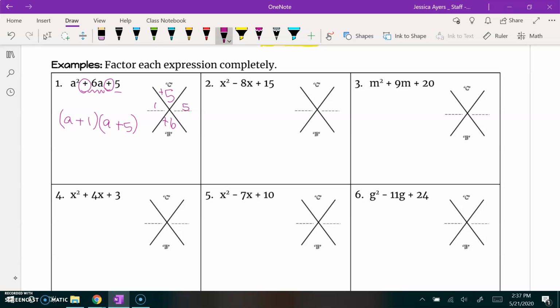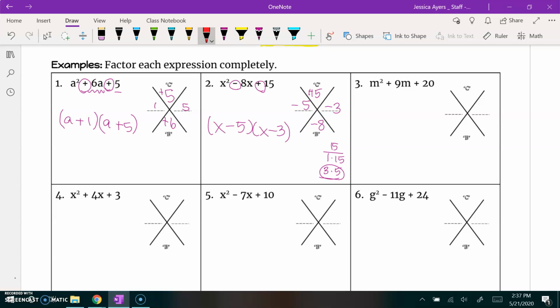Remember, if c is positive and b is negative, then we'd have a positive 15 up at the top and a negative 8 down on the bottom. When we think about our factors of 15, we have 1 times 15 and 3 times 5. The ones that will give us 8 are 3 and 5. Since c is positive and b is negative, we keep the signs of b. So x minus 5 times x minus 3 are our factors.